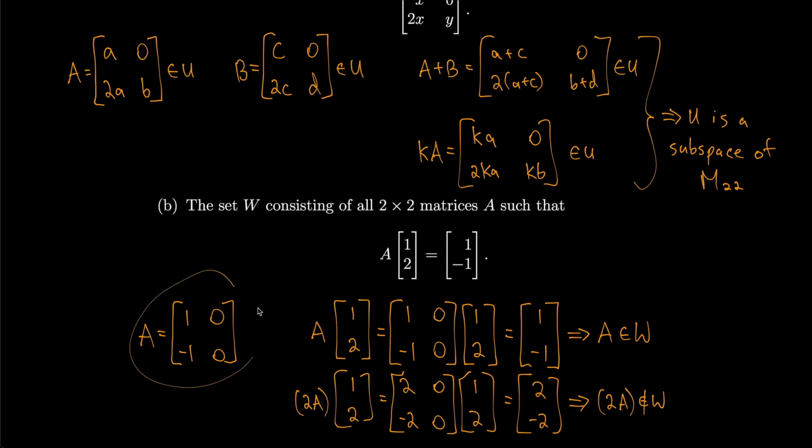This wasn't the only possible A that would have broken this, but sometimes it can be a little bit tricky to come up with candidates, and this one seemed pretty simple. Notice this fails the subspace test because it's not closed under scalar multiplication. W is not a subspace of M22.